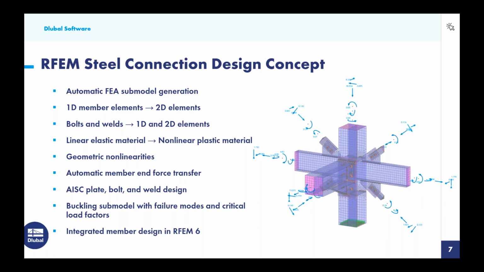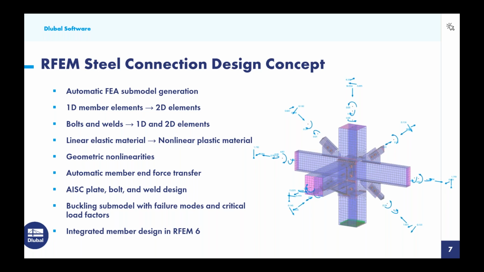We also consider the bolts and welds. These are also converted into 1D and 2D elements in the submodel. Now, in the RFEM model, we likely have defined here linear elastic materials for our members. In the submodel, this is automatically converted for all those surface elements to nonlinear plastic materials instead. So no additional add-ons are needed for this. It is automatically done with the steel joints add-on.